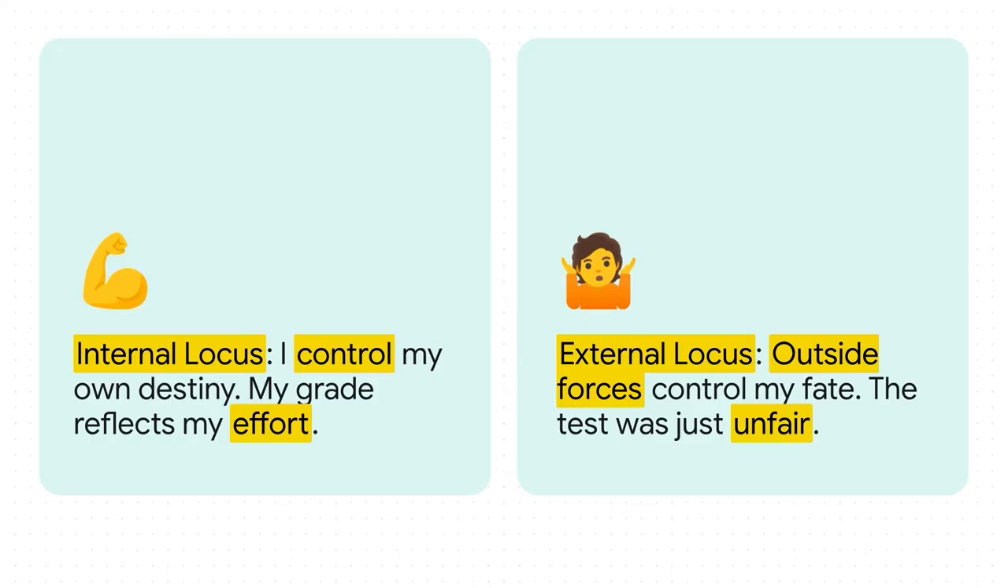This perspective also gives us another super useful concept, locus of control. And you see this every single day in the classroom. You've got the student with an internal locus of control. They believe they're in the driver's seat. A bad grade means, okay, I need to study harder. But then you have the student with an external locus of control. They feel like a passenger. A bad grade is because the test was unfair or the teacher doesn't like me. Knowing this can completely change how you give that student feedback.